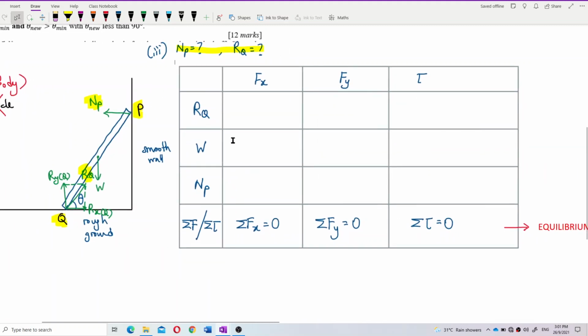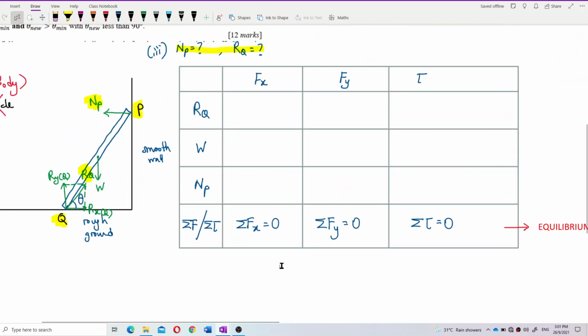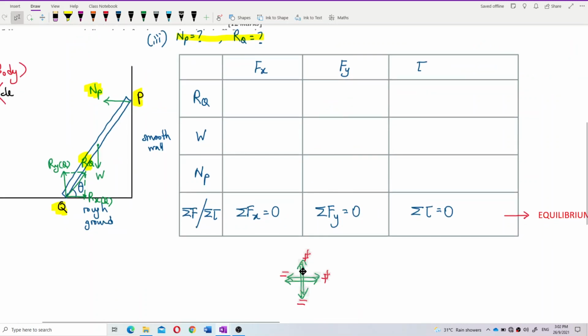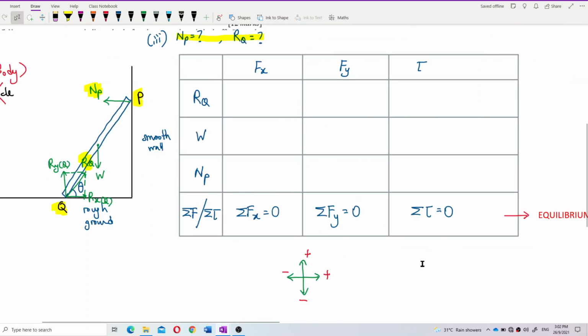I just want to write it down here to make it simple for you. Hold on a second. This one, I just want to put it here for reference. And for the torque, I also want to put it over here for your reference. Remember, these two refer to this one, and torque refers to this one.